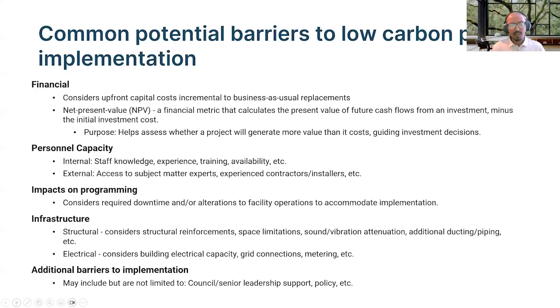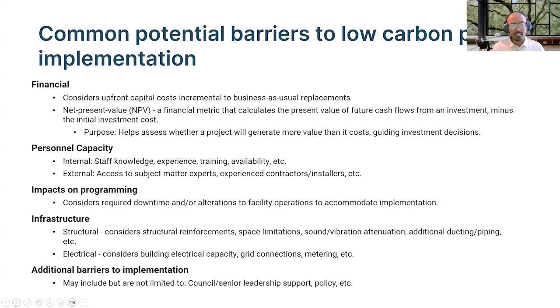And this is just a breakdown of some high-level barriers that we find people will frequently run into. Of course, financial, like I mentioned, capital upfront costs is always going to be the big one, especially when it comes to really big renovations. And we do recommend looking at net present value, or NPV, as a metric that can help with looking at the incremental difference. How much better is it going this approach versus what you would have already done?